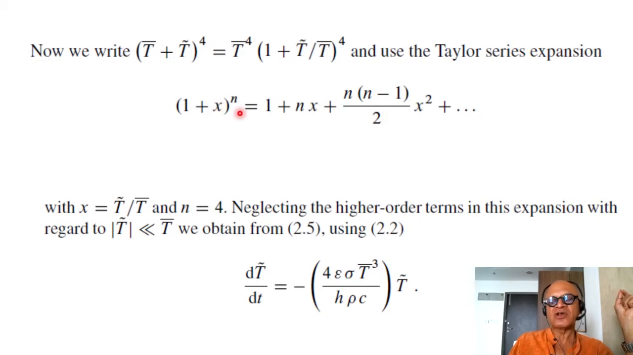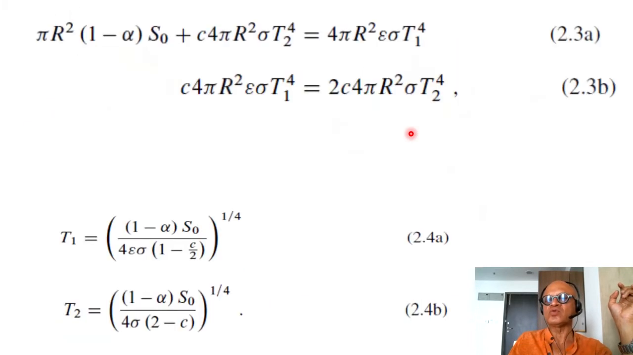And of course the idea of numerical solutions is that you want to simplify this by making some assumption about how many terms you want to keep, to what order the terms are important. So with x equal to T tilde over T bar and n equal to 4, neglecting the higher order terms in this expansion, with regard to T tilde being much smaller than T bar, we obtain from this equation and this one here, sorry, 2.2, which I didn't include here, but you know what that is. Let's see, we can go back to 2.2.